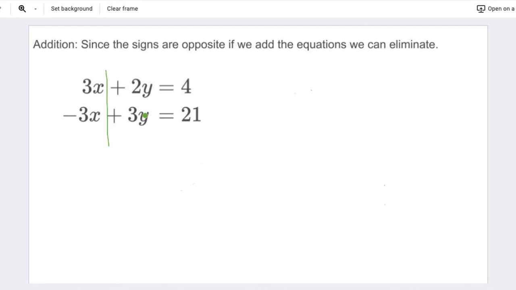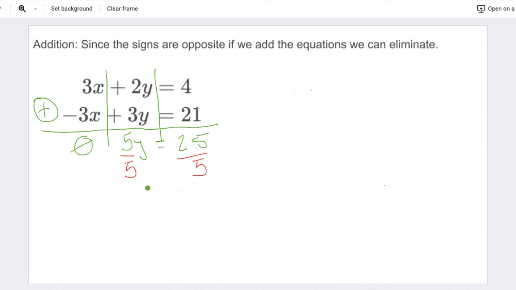So we're going to line it up vertically. I'm going to write down what operation we're doing, and then add. So 3x plus negative 3x is 0. Okay, so that's been eliminated. 2y plus 3y is 5y. And 4 plus 21 is 25. So now all we have is 5y equals 25, so we're going to divide both sides by 5. So y equals 5. So that's half of our solution.